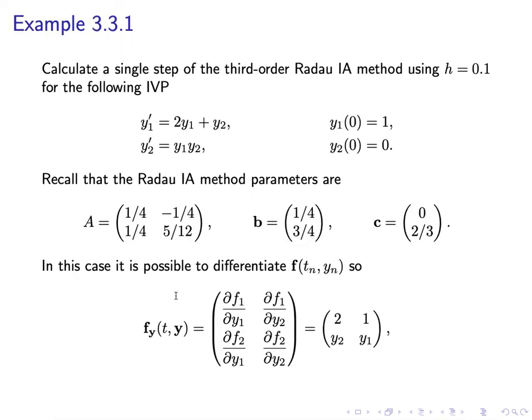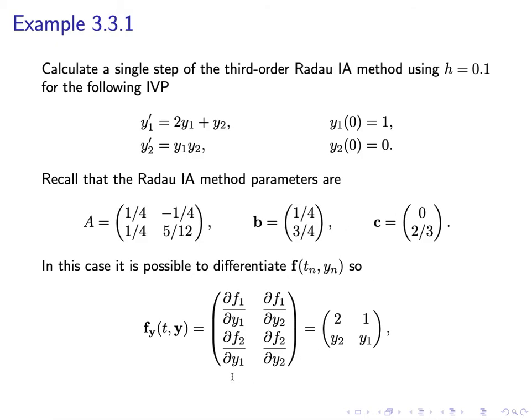Right, so let's have a look at an example. I'm going to look at a simplified example of just two equations. So two ODEs here, our two variables are y1 and y2, and we have our initial values for y1 and y2, 0 and 1. And I'm going to use the Radau IA method, same as the one we used previously.